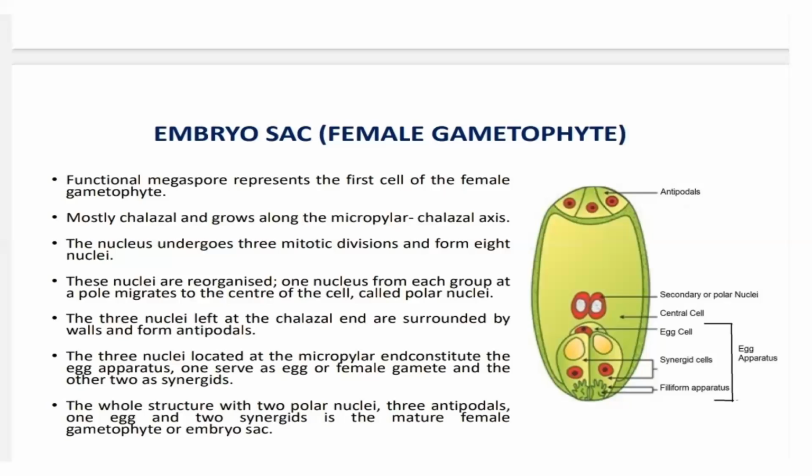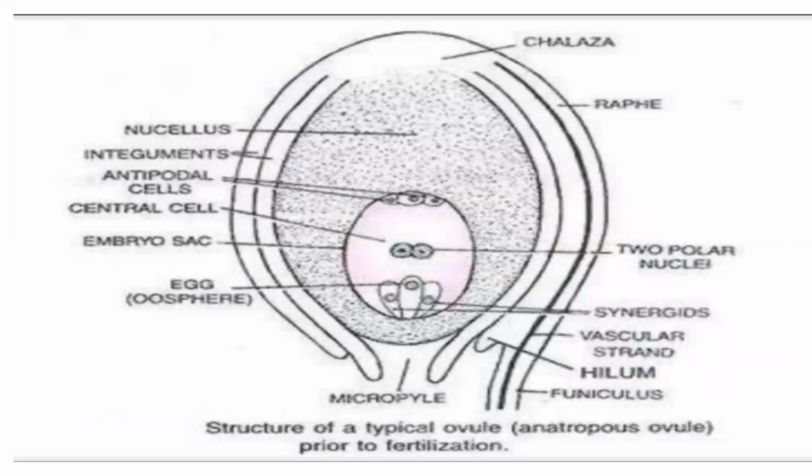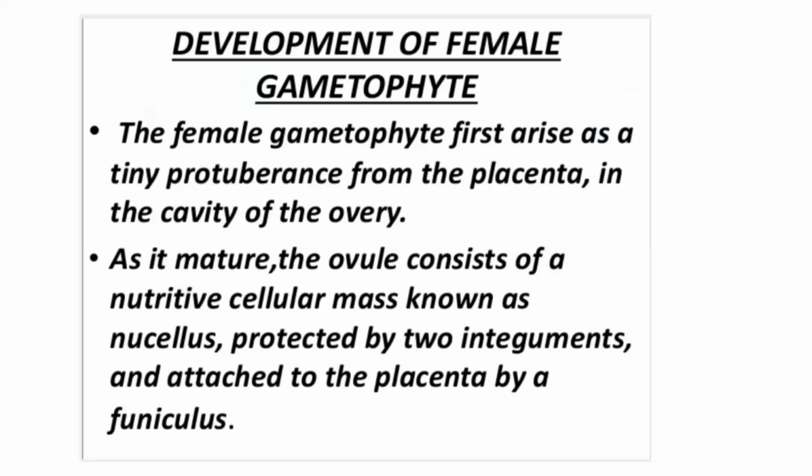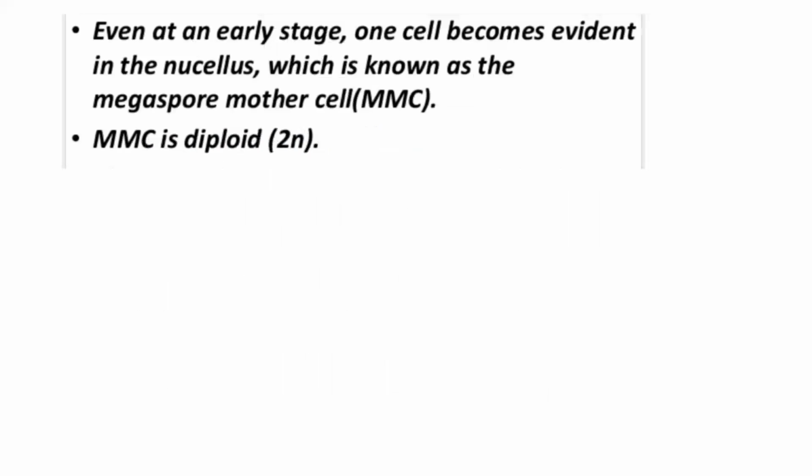Completely, the embryo sac consists of the 7-celled, 8-nucleate stage of the female gametophyte. Okay, this is very important. You can observe here almost all parts in this diagram. The female gametophyte first arises as a tiny protuberance from the placenta in the cavity of the ovary. As it matures, the ovule consists of a nutritive cellular mass known as the nucellus. You know that. It is protected by two integuments and attached to the placenta by a funiculus.